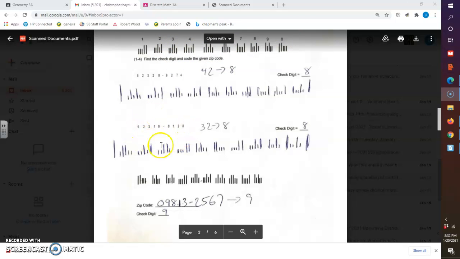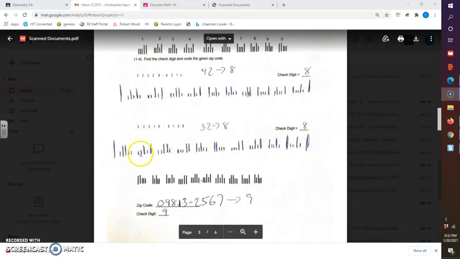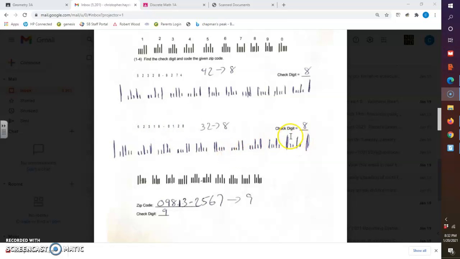Same deal here. We add the zip code up. We get a total of 32. Once again, to the next multiple of 10, our check digit is 8. Okay? And then we code the zip code. The other piece is the last number. Notice I coded 8. You do have to code the check digit as well. So this 10th digit, this 10th set of 5 lines, is at the end.